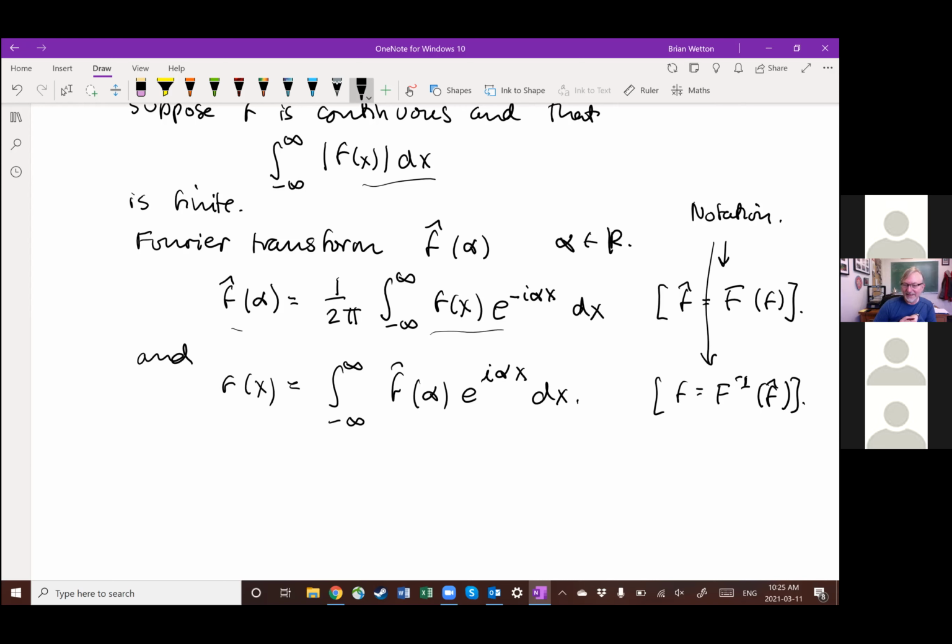So why is this interesting? Well, for PDEs, you'll see why it's interesting coming up. The transform diagonalizes spatial derivatives. Just like the sine series diagonalized the second derivatives in all of the problems we looked at with zero boundary conditions, homogeneous Dirichlet boundary conditions. So this is the equivalent thing in infinite space.